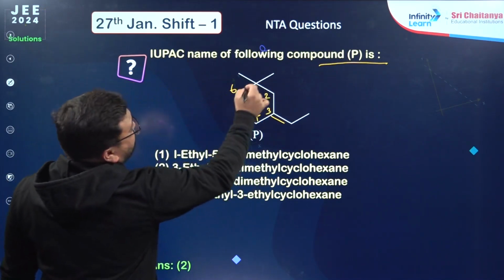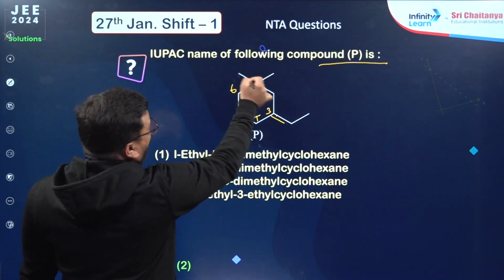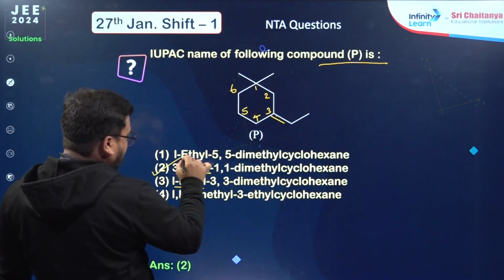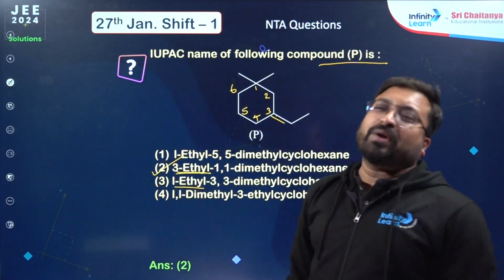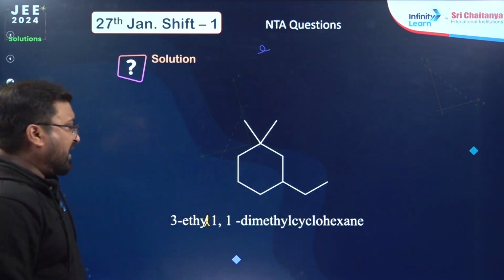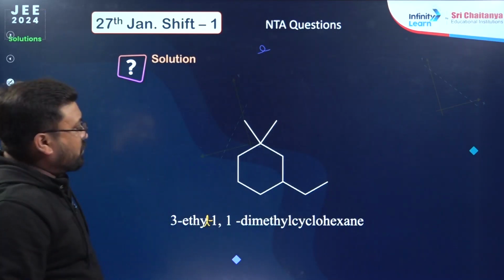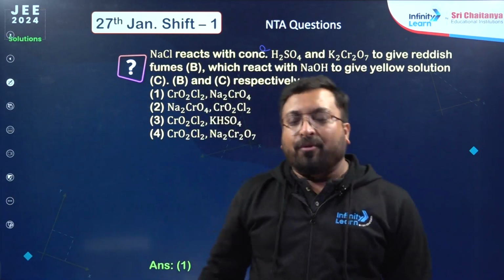Okay, so what will happen? 3 ethyl, 1 dimethyl cyclohexane. So 2 will be the right answer. Very easy question. Okay, 3 ethyl, 1 dimethyl cyclohexane. So interesting question. This is also a very common question.